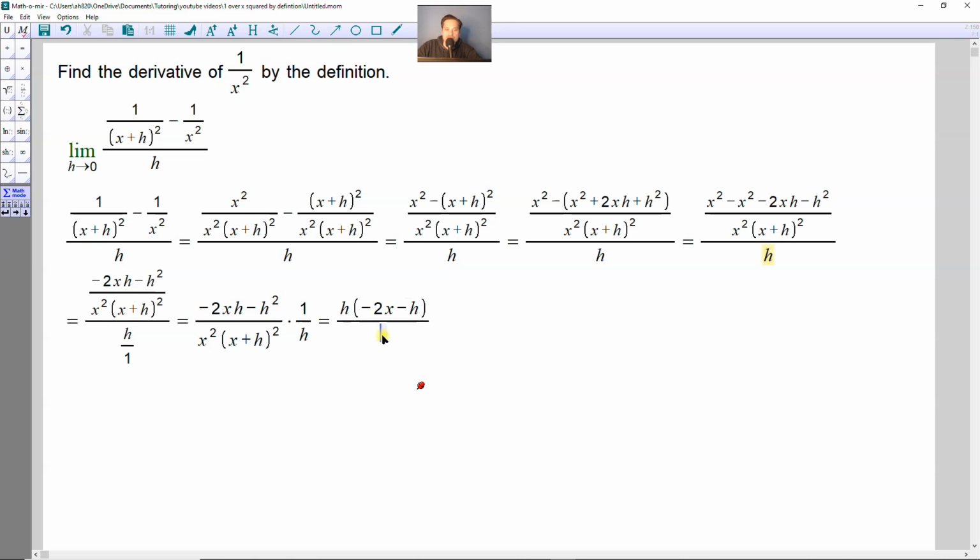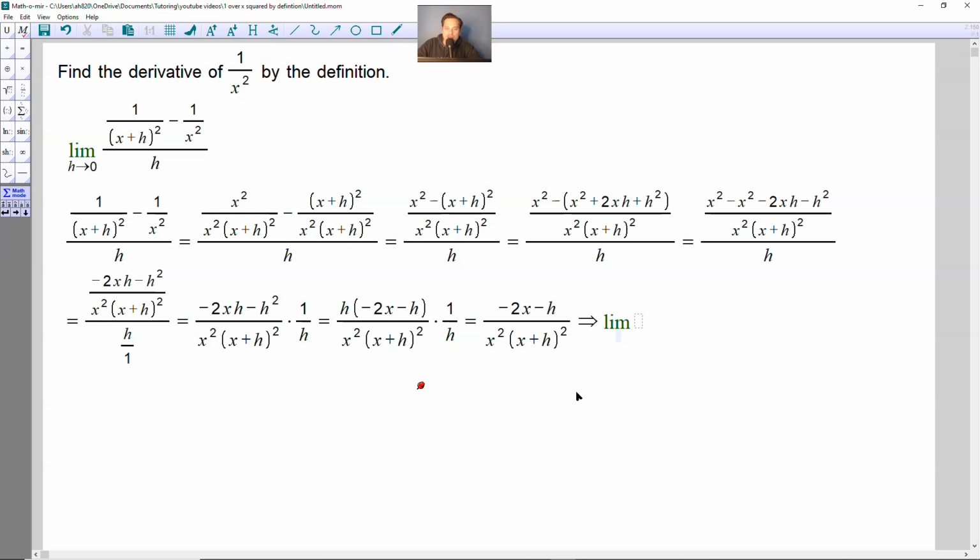On the bottom, you still have that piece. X squared, in other words, this piece. X squared times x plus h quantity squared times 1 over h. Continuing, now the h's can be cancelled off. So specifically, that means this h here can be cancelled with this h here. Continuing here. So next I'm going to have the following. Take the top, negative 2x minus h, you just copy that directly like this. On the bottom, I'm still going to have the same bottom, meaning this bottom, x squared times x plus h quantity squared.